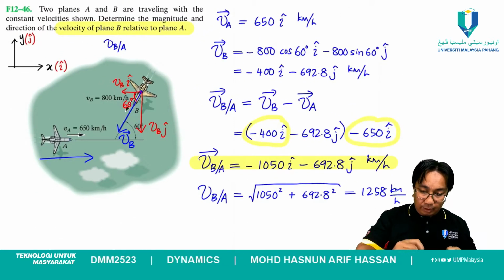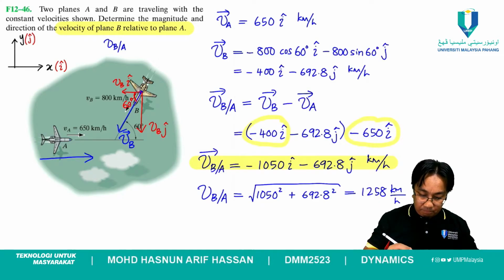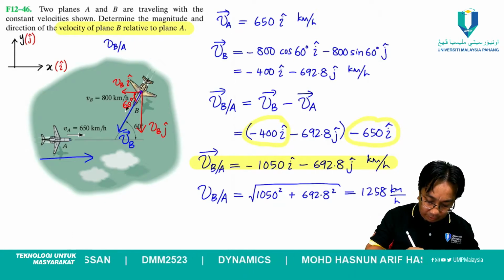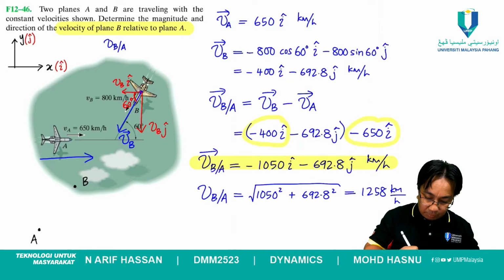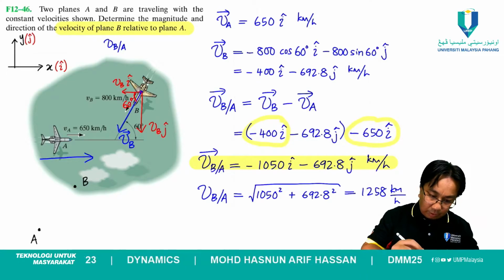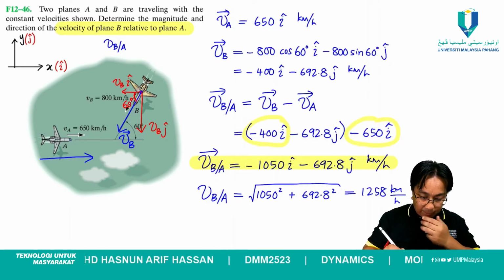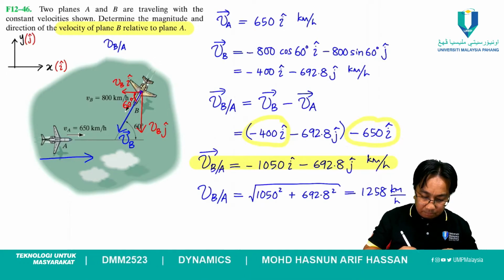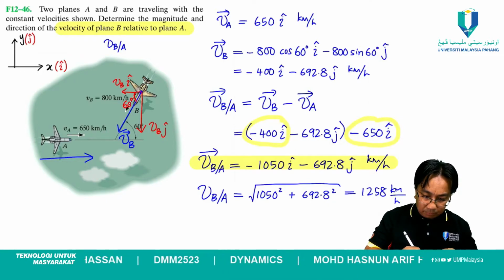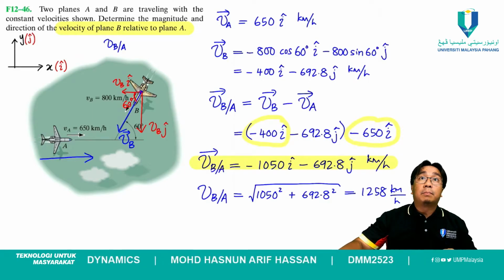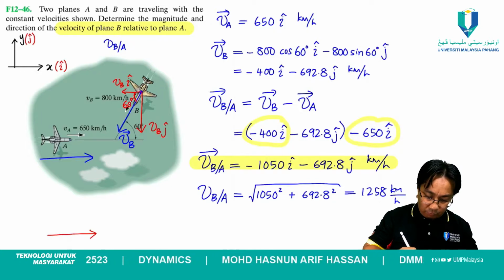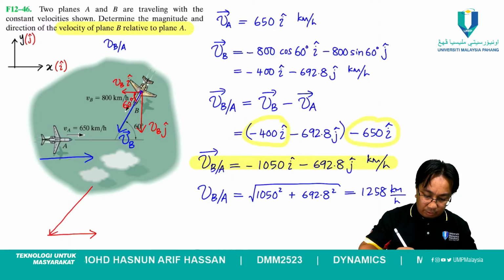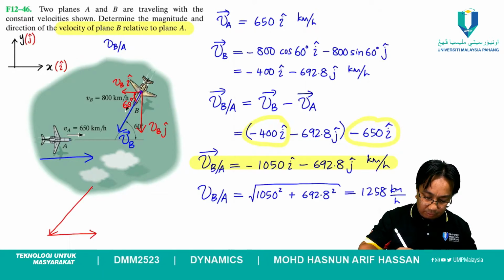Okay, so basically if we draw the vector VA, if this is point A and this is point B here, no, we need to have point O also. Okay, so VA will be here, and then you have VB pointing this way, and then this will be VB/A, like this.